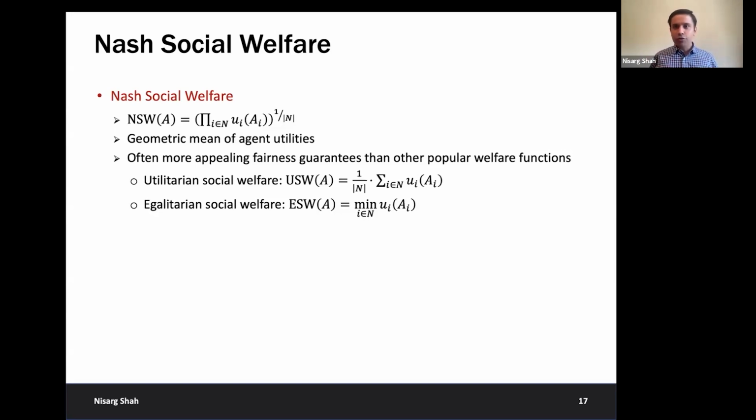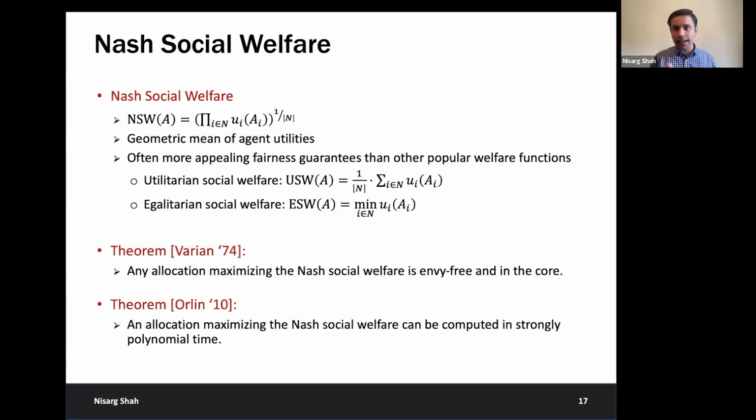But the reason why Nash social welfare has gained a little bit more prominence when thinking about fairness is that in a lot of settings, optimizing the Nash social welfare yields a fair allocation, whereas optimizing the utilitarian or the egalitarian social welfare does not. In this very stylistic setting, it's very well known that any allocation maximizing the Nash social welfare is going to satisfy envy freeness and will be in the core. And this is a provable fairness guarantee that you can give. Whereas if you optimize one of the other social welfare functions, then you wouldn't get this guarantee. And we also know that such an allocation can be computed in strongly polynomial time, which is a great thing.